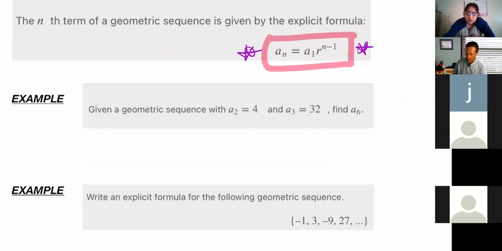So that is the formula that we are going to also memorize. And what I like to do is always put parentheses around that. It's A1 times R to the n minus 1.